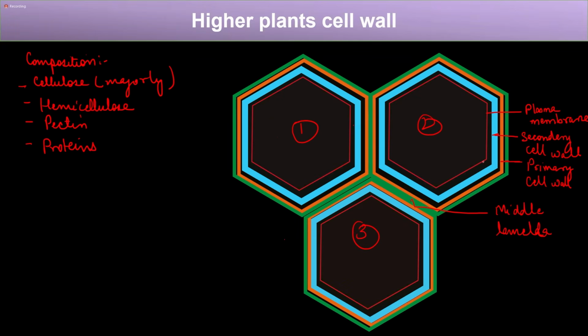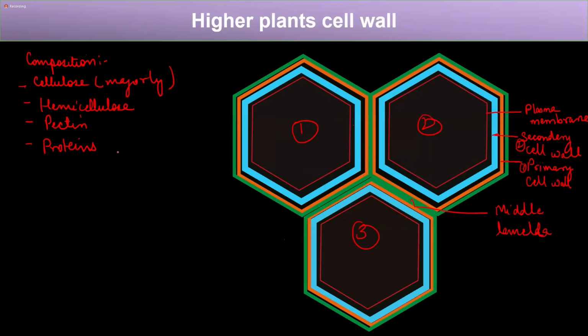So if we talk about the cell wall, it basically consists of two types, the primary and the secondary, and these cells are connected to one another by another component known as the middle lamella. Now we will study all of these components one by one. So the first component is the primary cell wall. So what is the primary cell wall?